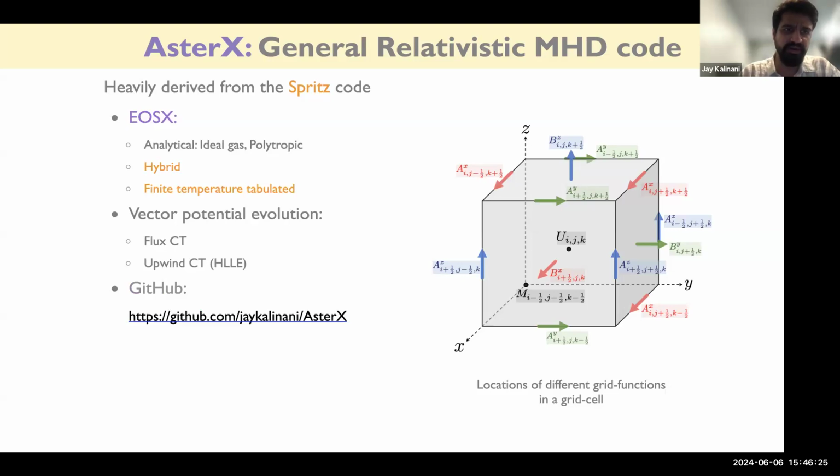Next is the EOS support. For that, we have the EOSX thorn. Currently, we only have support for analytical equations of state, but we have started implementing support for finite temperature tabular equations of state as well as hybrid ones. For vector potential evolution, we have the possibility to compute the electric field in the flux CT approach or the more correct upwind CT approach. We've implemented both and tested them, and they seem to work great. All the development for AsterX is also publicly available. If you want to check it out, it's on GitHub.